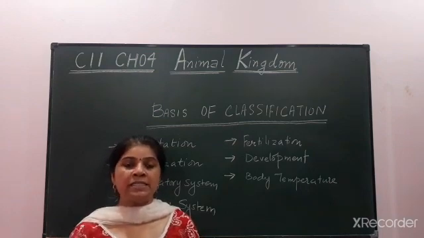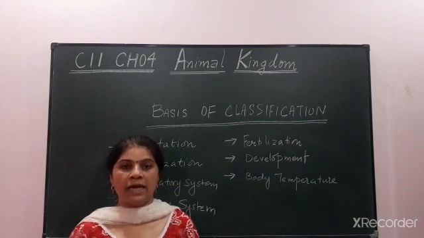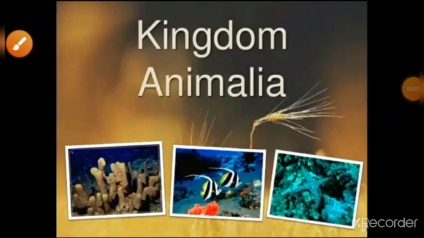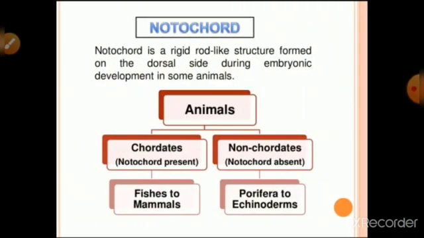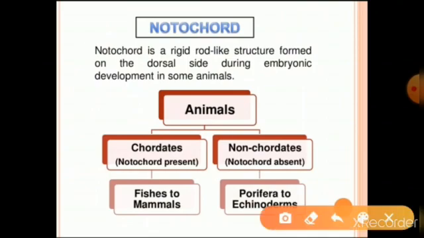So students, let's continue with the same topic, that is the basis of classification. Let us study some more characteristics of kingdom Animalia because this will help in understanding the various characters of phyla which we are going to study in our next videos. Now students, depending upon the presence of notochord, the kingdom Animalia is divided into two broad groups, as we all know, non-chordates and chordates.